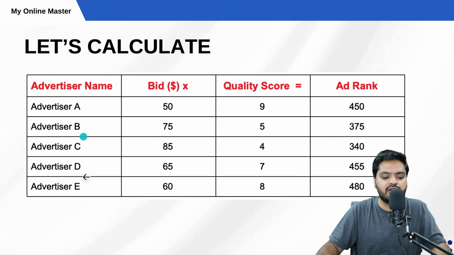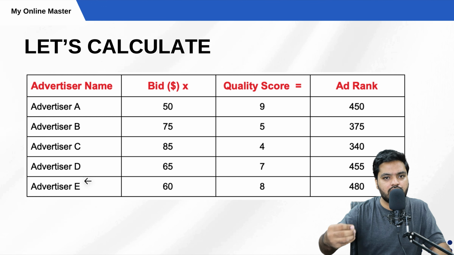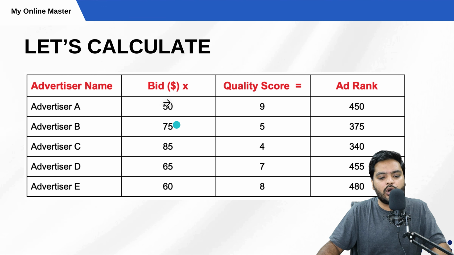So let's say there are 5 advertisers on a particular keyword who come into an auction, and all of them have their bids. Let's say somebody is ready to pay $50, $75, $85, $65, $60 for each click, but their quality score is different. So if you see the first advertiser, who is about to pay $50 per click, has the highest quality score, it means 450 is the ad rank, for example, right? Similarly, 75 has the lowest, poorest quality score, 85 again has the poorest, 65 is okay, 60 is okay.